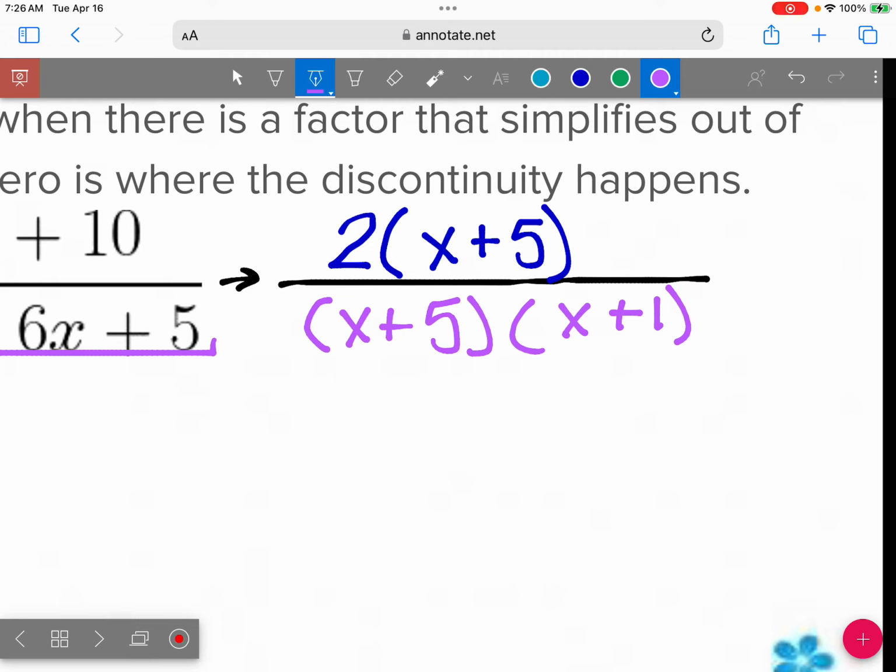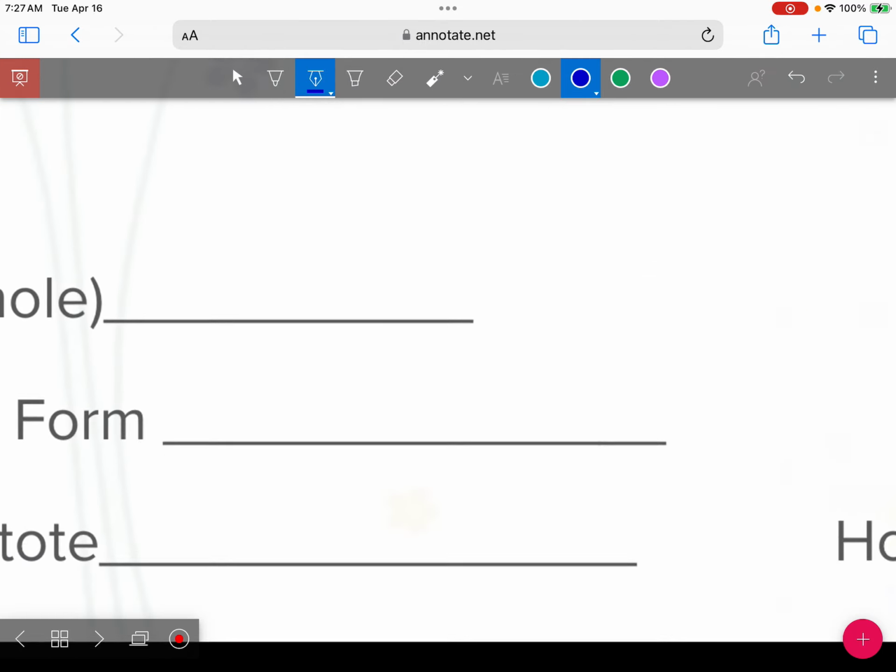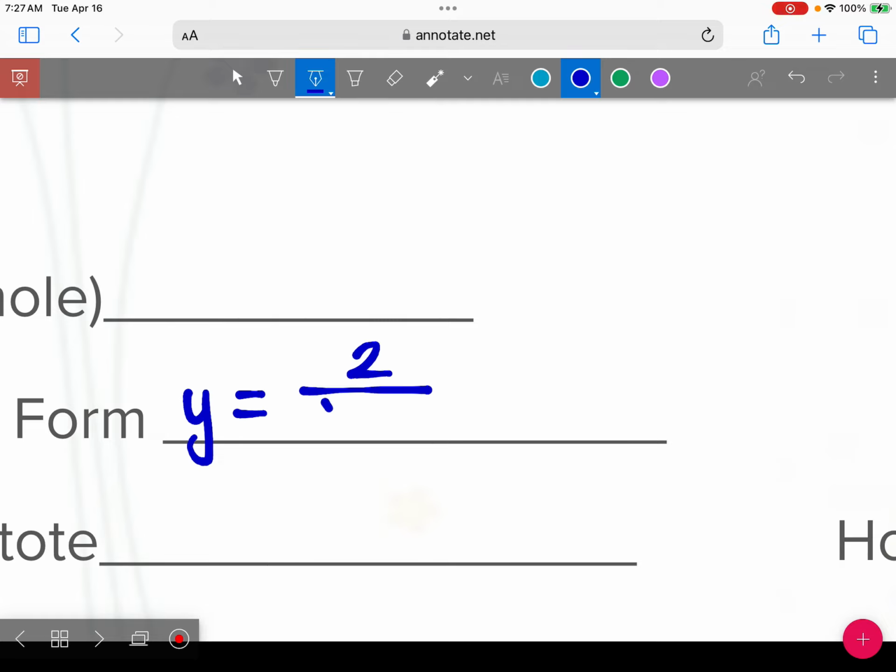What do we notice on that one? I can cancel out my x plus 5s. Those cancel out and give me a simplified form of 2 over x plus 1. Well, that's my transformation form. I don't have any more x's on top. That's my y equals 2 over x plus 1. That's my transformation form. I have an a, I have an h, my k is 0.